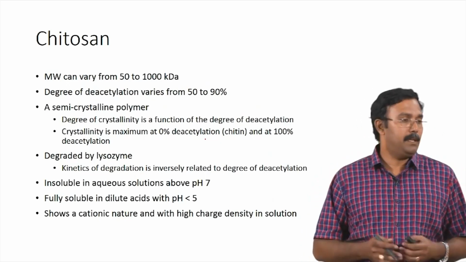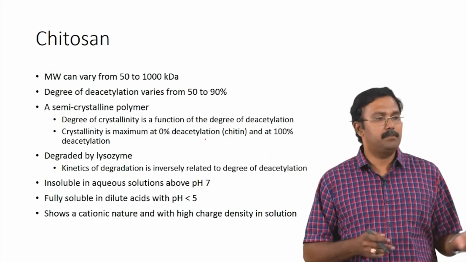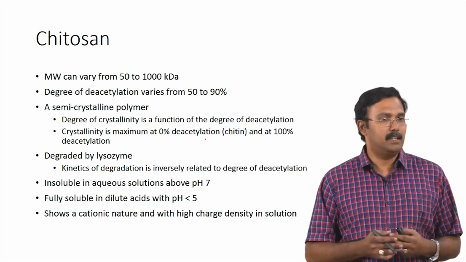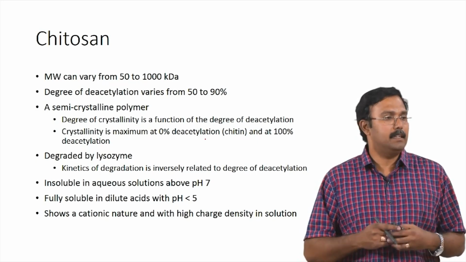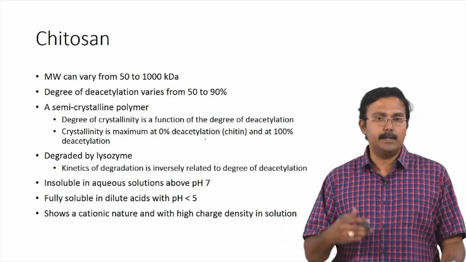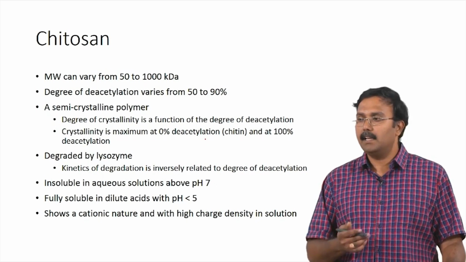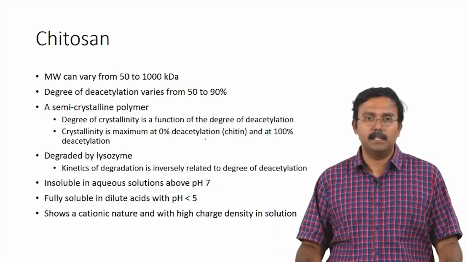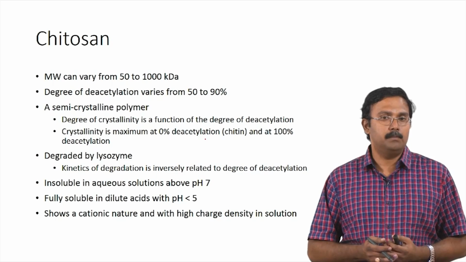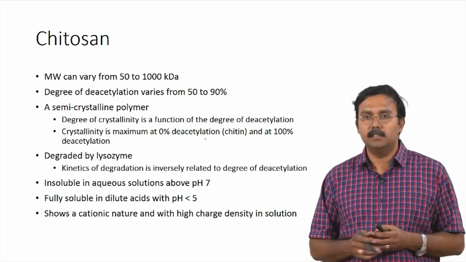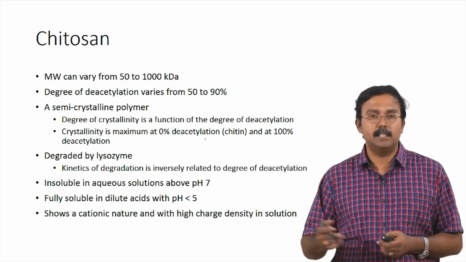So, the molecular weight you get can actually range anywhere from 50 kilodaltons to 1000 kilodaltons, and also you have deacetylation of chitin. Chitin is acetylated. So, when you deacetylate chitin, you get chitosan, and the degree of deacetylation can vary from 50 to 90%. So, it is a semi-crystalline polymer, and the degree of crystallinity is actually a function of the degree of deacetylation.